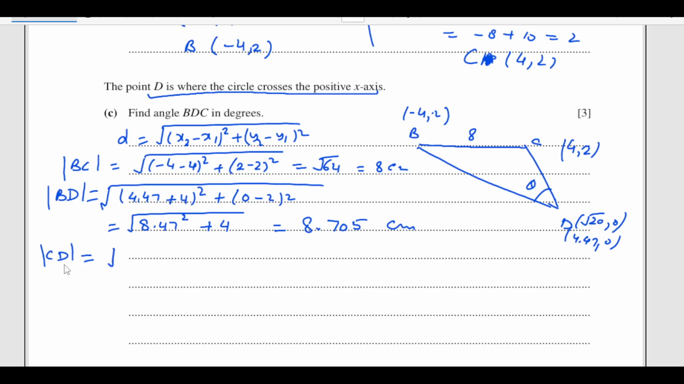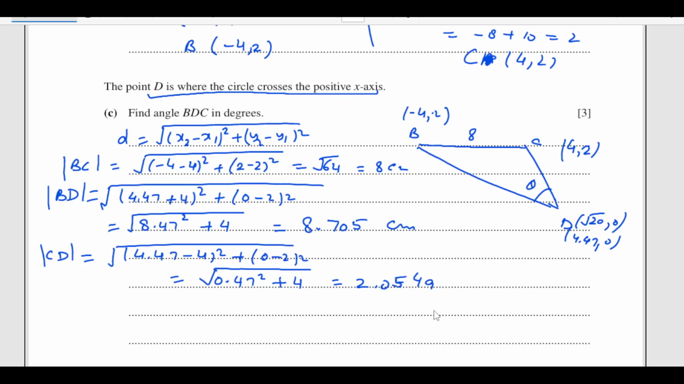Okay, similarly I will do now CD. CD is equal to square root of 4.47 minus 4 squared plus 0 minus 2 squared. So this is equal to 0.47 squared plus 4. When you do this calculation, this is 2.0549. Then the square root of this is equal to 2.05.